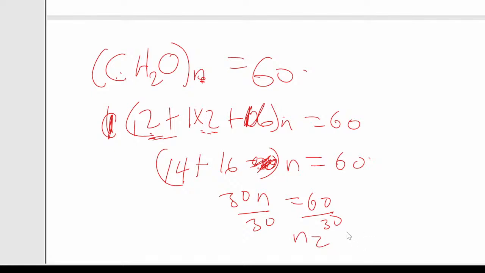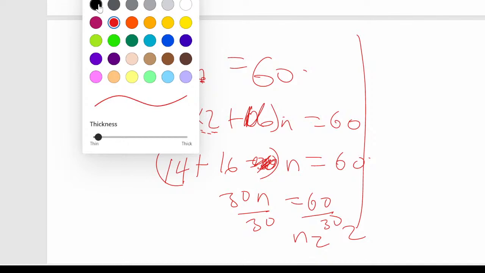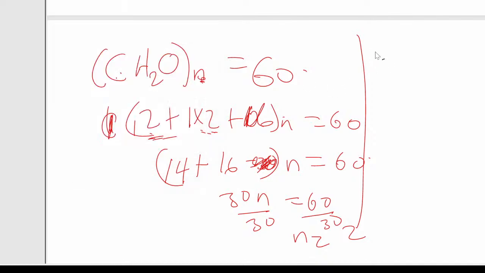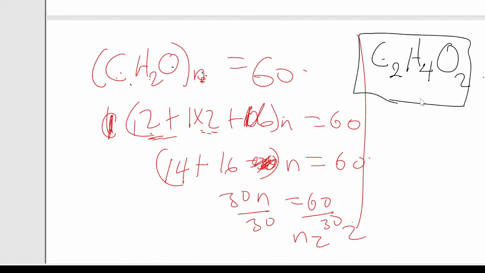So N becomes 2. So therefore, I will come here and say that it is C because N is 2. So this is 2, and then this is going to be 4. And then this is going to be 2. Isn't it? So if you draw it, you'll find out that it is an ester.